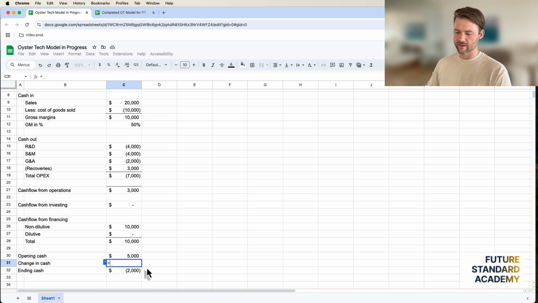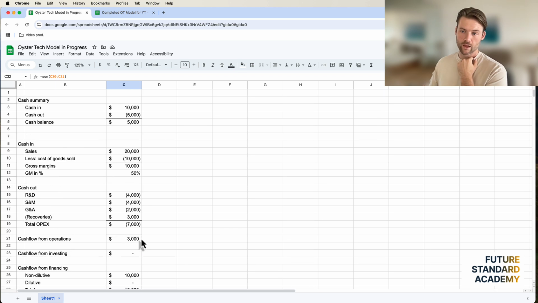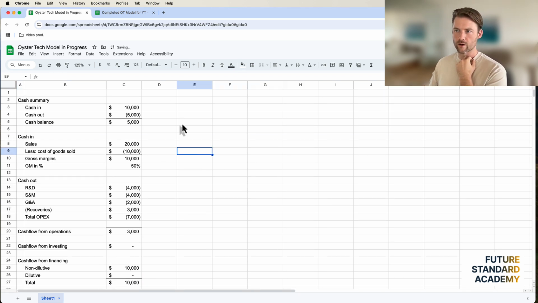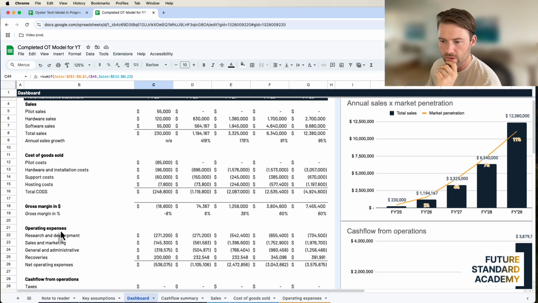So in fact, the change in cash should be the sum of operations, investing, and financing, okay? So what we come to at the end of the day here is we started with 5,000 cash. The net change in the month was 13, so we actually end up with more. Okay, so this is pretty much what we're looking at when I go back, say here, right? The same flow of information.